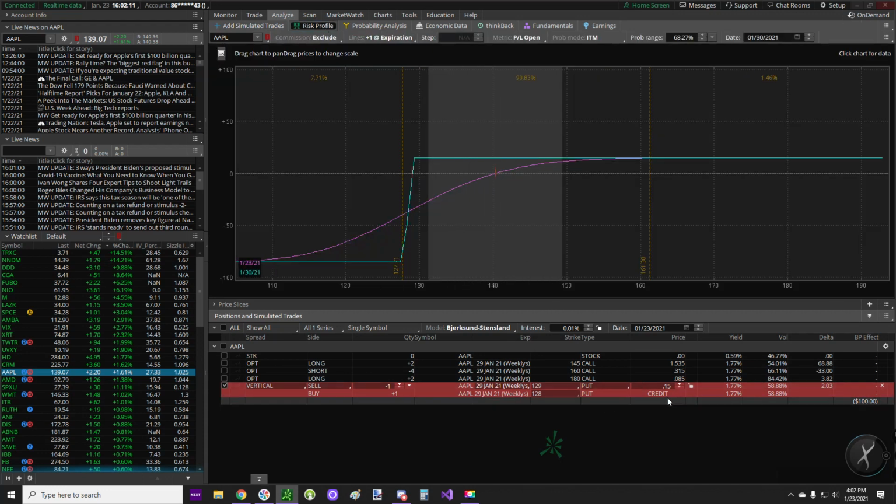In a vertical spread, you're going to collect a lot less money, but your buying power reduction is going to be the calculation that we use for spreads, which is basically just the difference in the strike price, in this case $1, minus the credit you receive. So it's $1 minus 15 cents, which is 85, so it's an $85 buying power reduction.